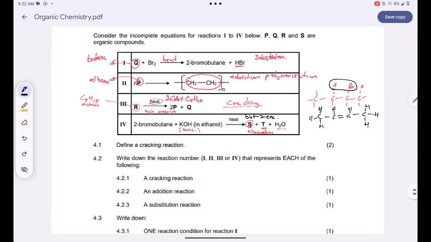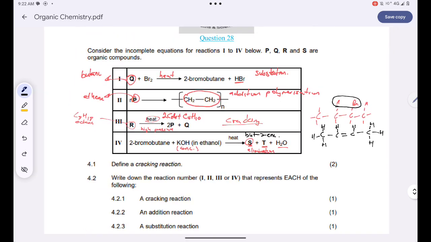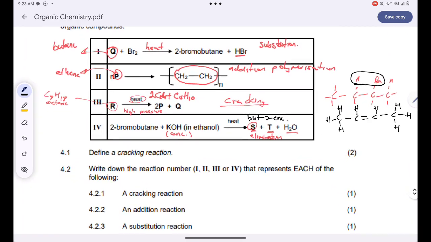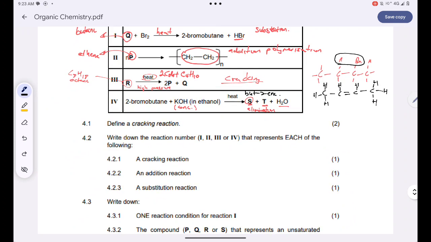Okay, let's answer the questions now. Because we were just analyzing before you even read the questions. You must analyze first. Define a cracking reaction. A cracking reaction, guys, is just the breaking down of large hydrocarbons into smaller and useful alkanes and alkenes. Okay, write down the reaction number that represents each of the following: a cracking reaction, that's reaction number 3. An addition reaction, that's reaction number 2. A substitution reaction, that's reaction number 1.